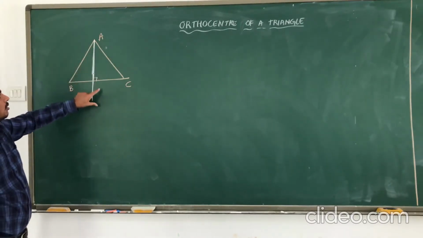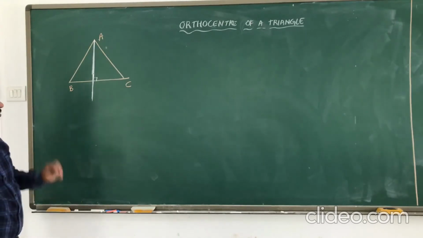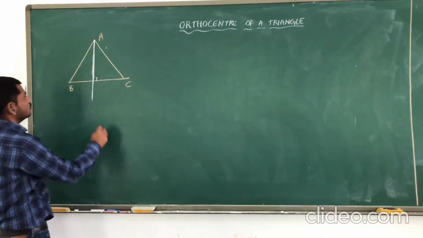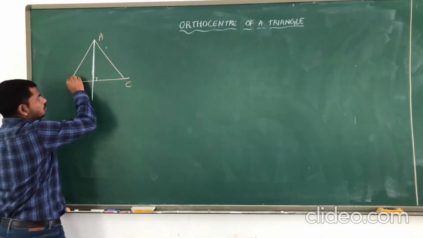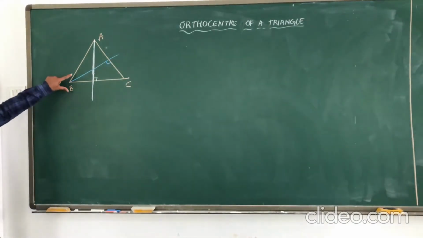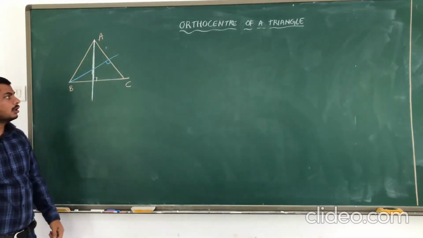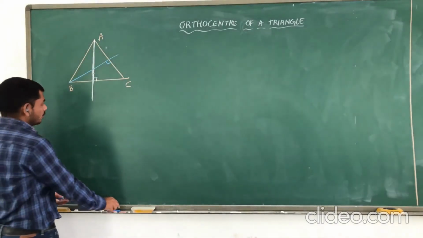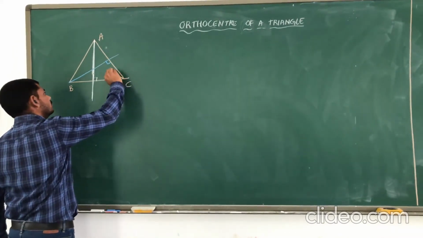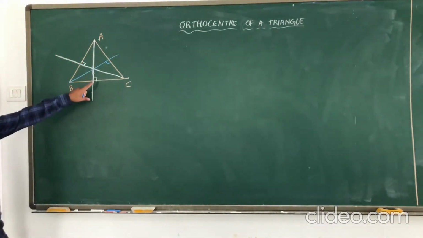There exist three altitudes in a triangle: from vertex A, one altitude; from vertex B, the second altitude; from vertex C, the third altitude. Next, this is the perpendicular line from vertex B to the opposite side. Similarly, we get one more altitude from vertex C. Here, it is perpendicular. These are the three altitudes.